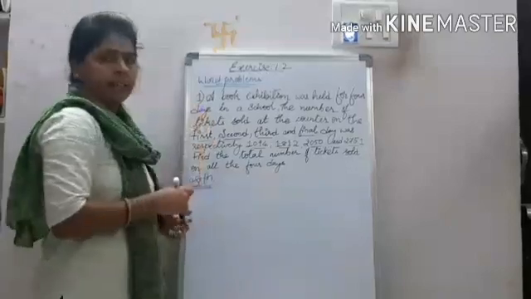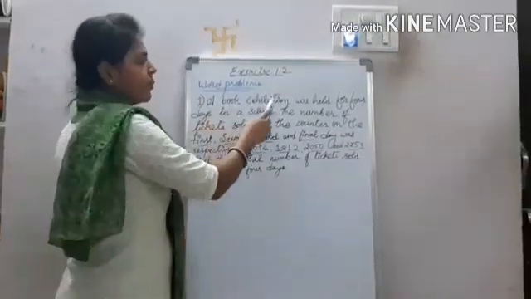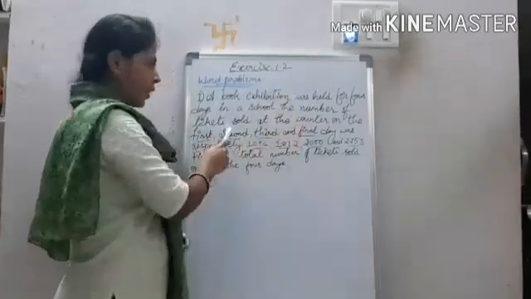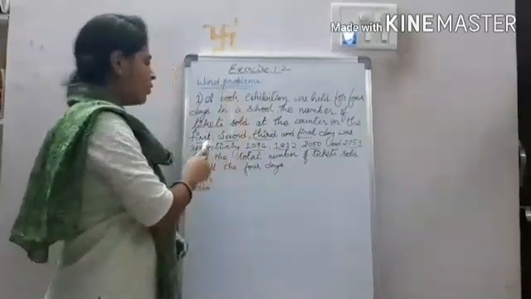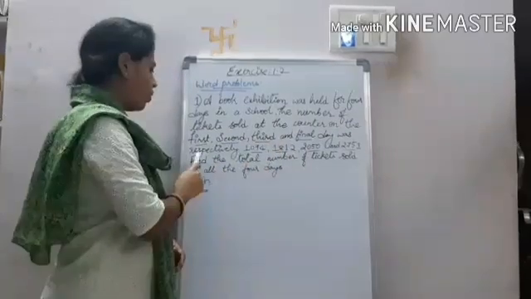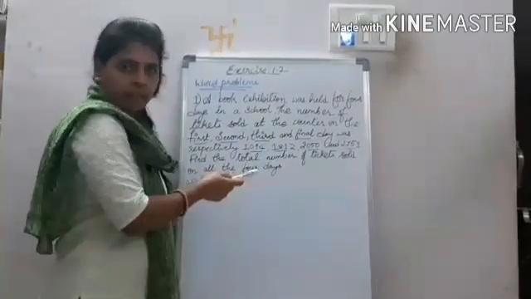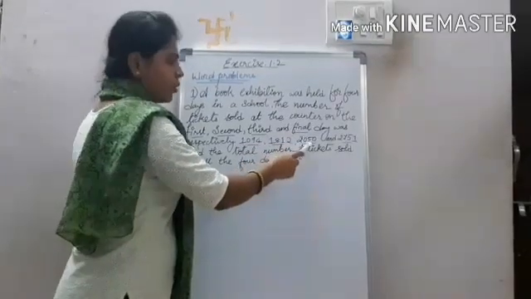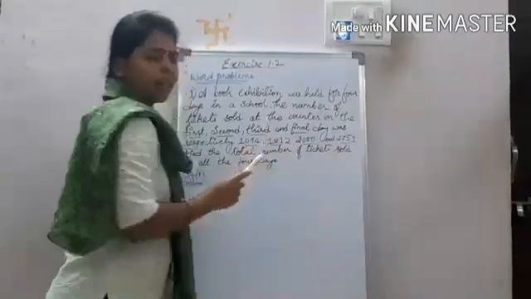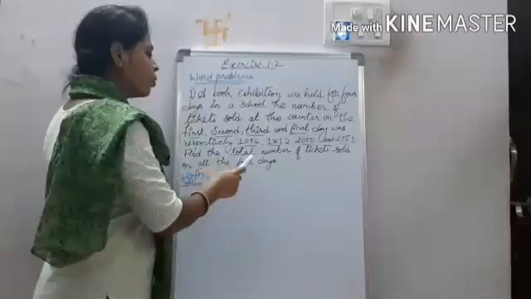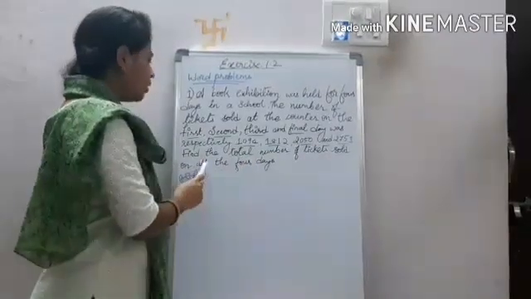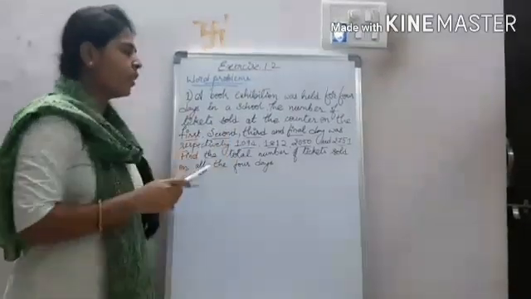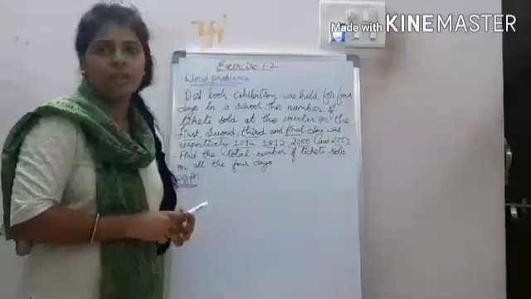The first one is given like this. A book exhibition was held for 4 days in a school. The number of tickets sold at the counter on the first, second, third and final day was respectively 1094, 1812, 2050 and 2751. Find the total number of tickets sold on all the 4 days, right? So for all the 4 days, how many tickets were sold, you have to find out.